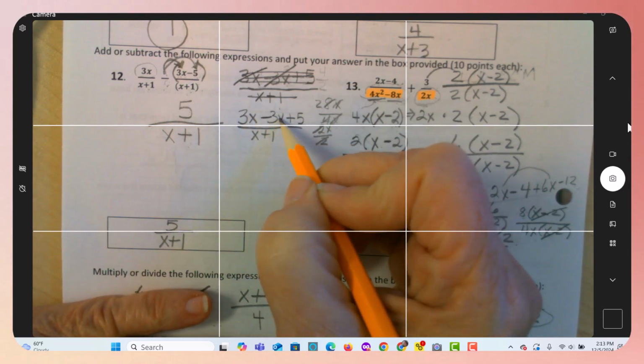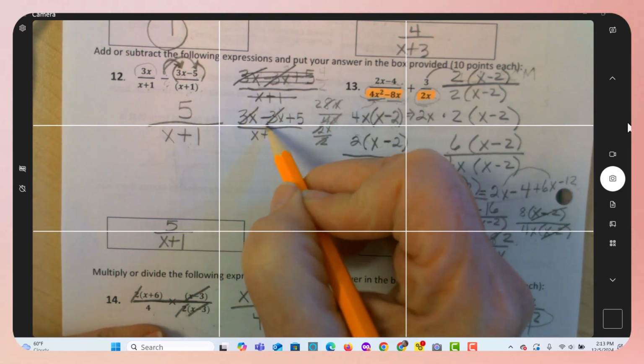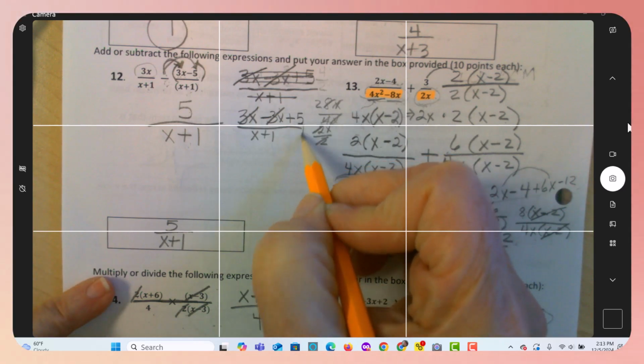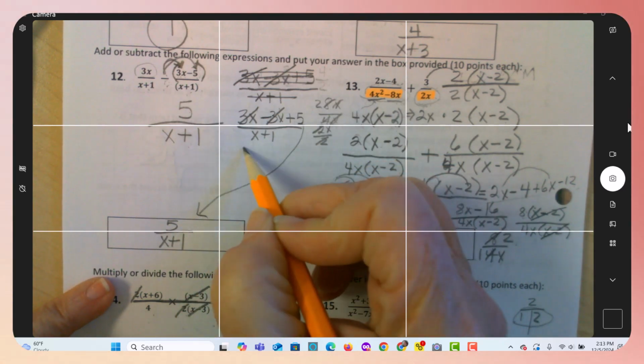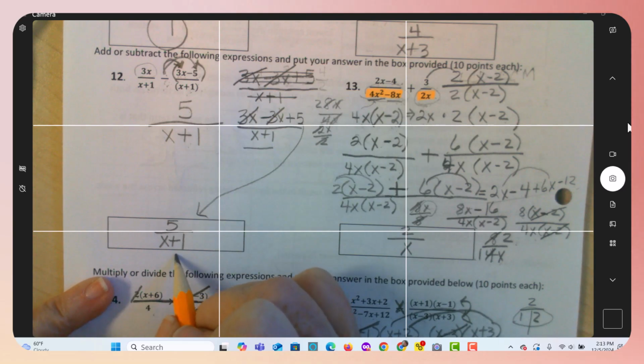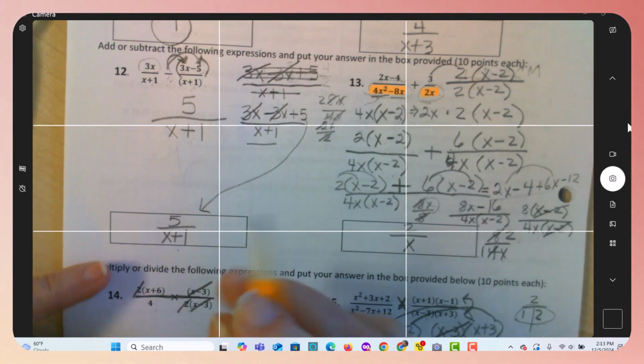So 3x minus 3x is 0. All we're left with on the top is 5. And then our common denominator is x plus 1. So our answer is 5 over x plus 1.